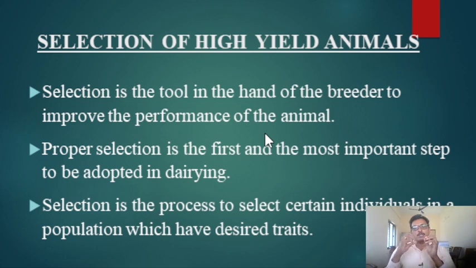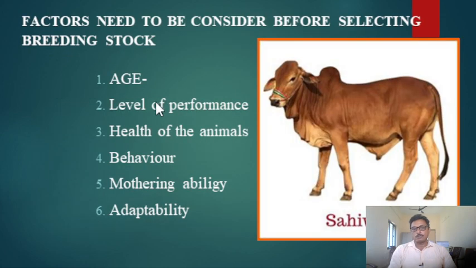Then, what is the selection of high yielding animals? This selection is a tool in the hand of a breeder to improve the performance of the animal. Proper selection is the first and the most important step to be adopted in dairying. Selection is the process of selecting certain individuals in a population which have desired traits. We desire some traits in the animal, and that type of desired animals we have to select. That is the process inside this technology.